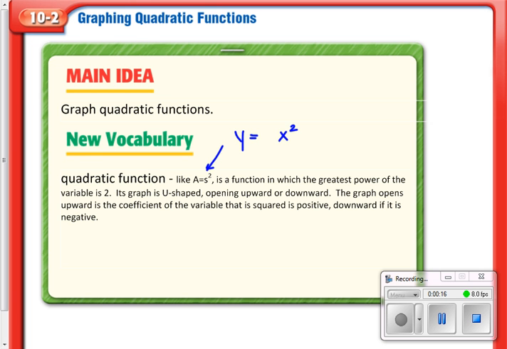When x is squared, it's going to create a quadratic function, or a U-shaped graph that can open upward or downward. It'll open upward or downward depending upon the coefficient in front of x squared. When this coefficient is positive, the graph will open upwards. So upward is positive, and it would be downward when it's negative. When it's positive, it opens up. When it's negative, it opens down.